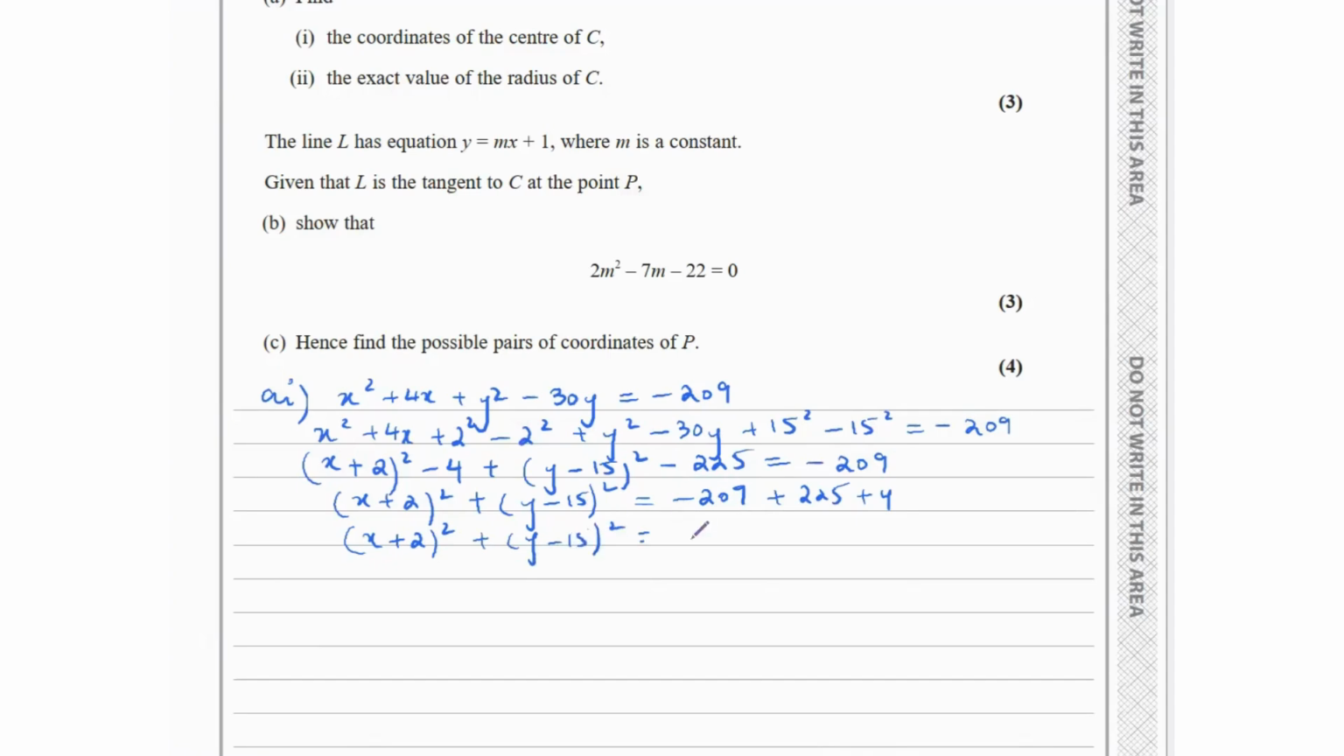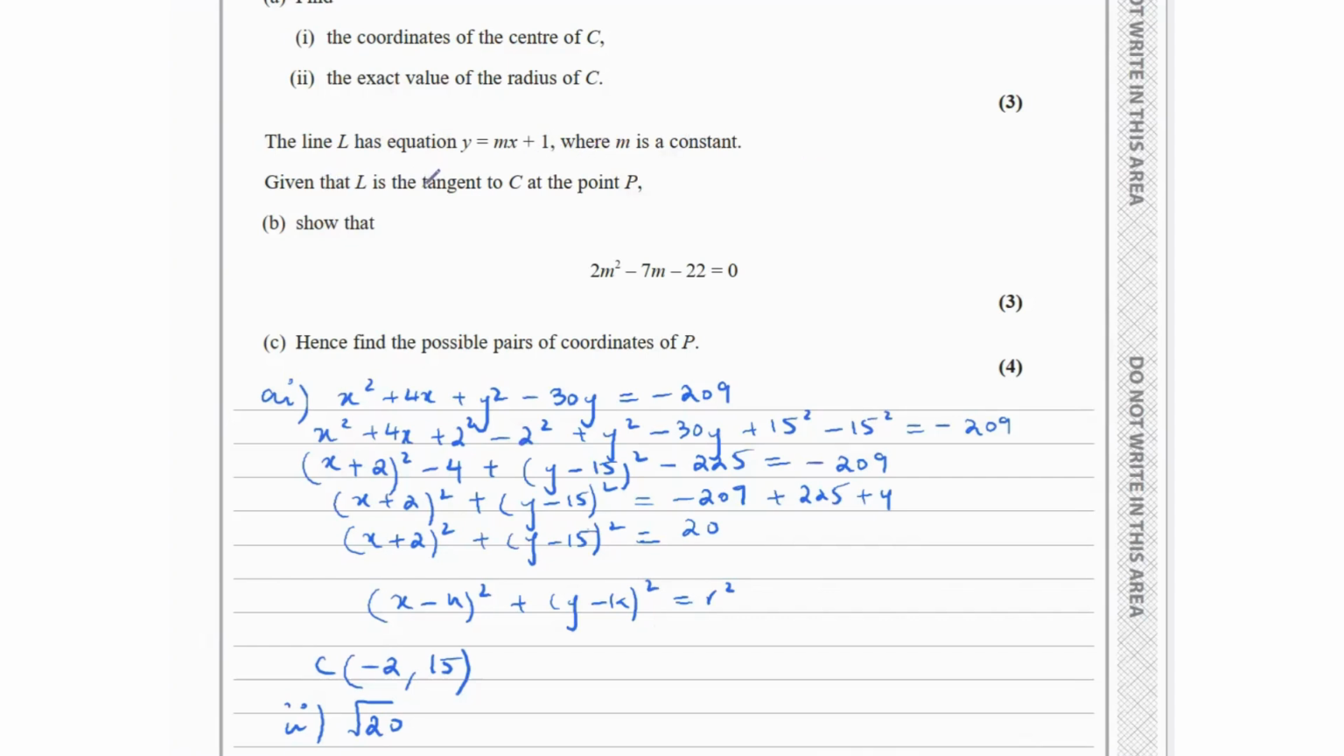That equals 20. So if you remember, for a circle, the equation is (x minus h) whole squared plus (y minus k) whole squared equals r squared. So based on that, the coordinates for the center are going to be negative 2 and 15. And for the radius, it's going to be square root of 20, because this value is r squared, so r is going to be the root. So root of 20.